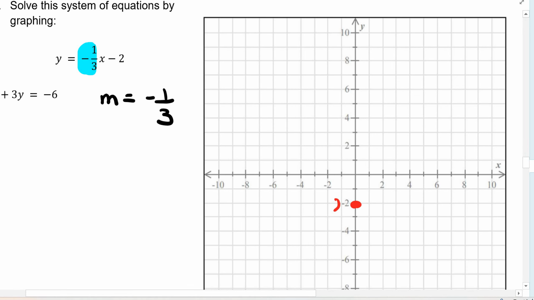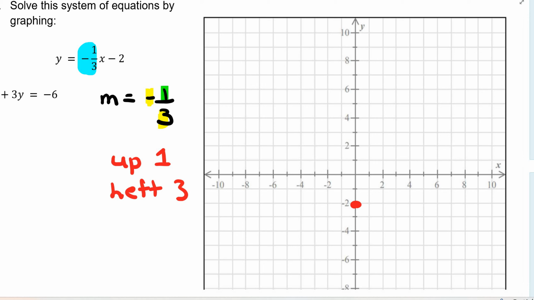That's the slope. Now, I tell my students to always go up by the numerator first. So we go up 1. And because we have a negative sign and a 3, that means we go left 3. So we always go up first, and we go left or right depending on whether it's a positive or a negative slope. Since it's negative, we'll go left 3. From this y-intercept of negative 2, we want to go up 1 and left 3.